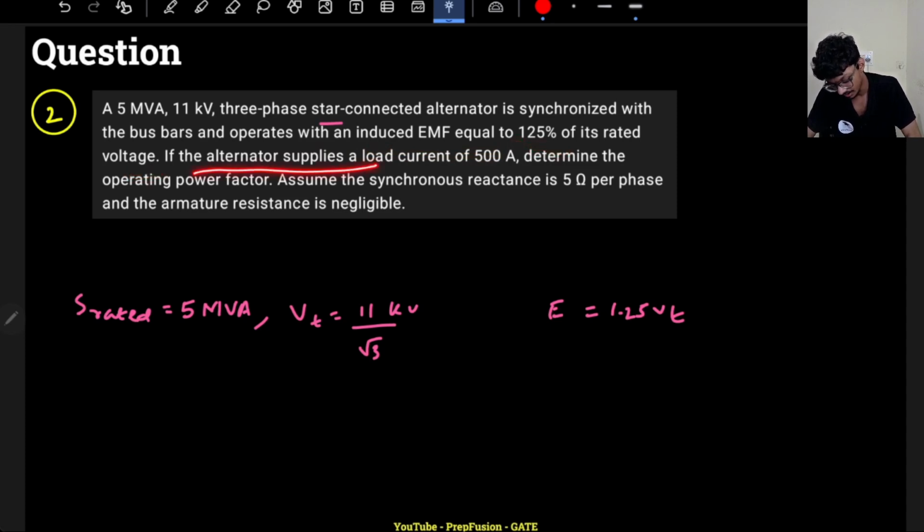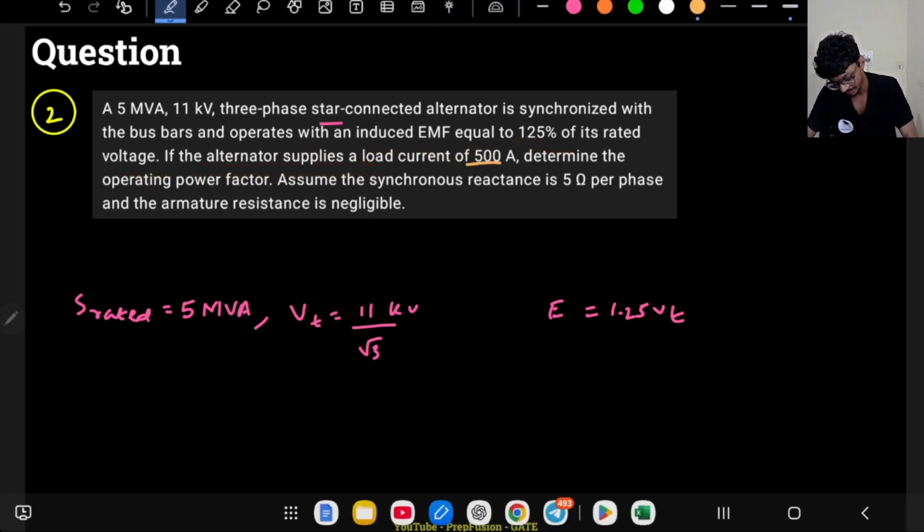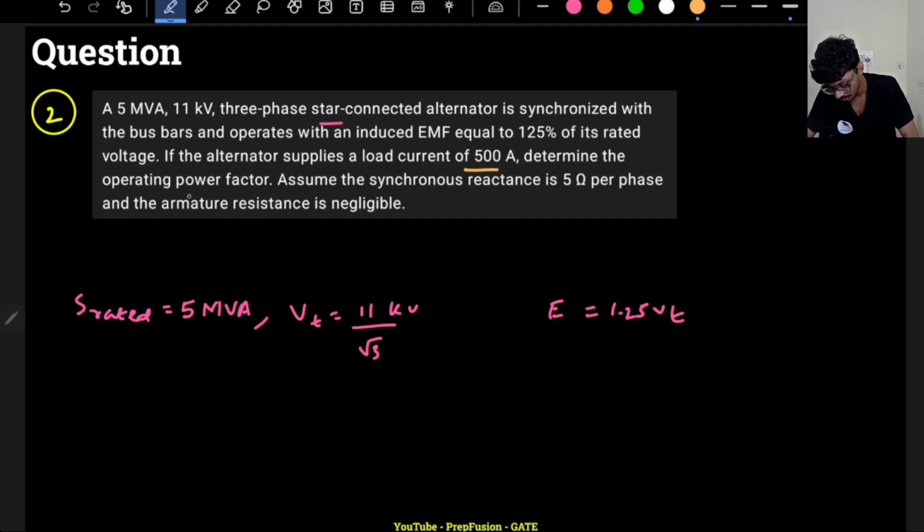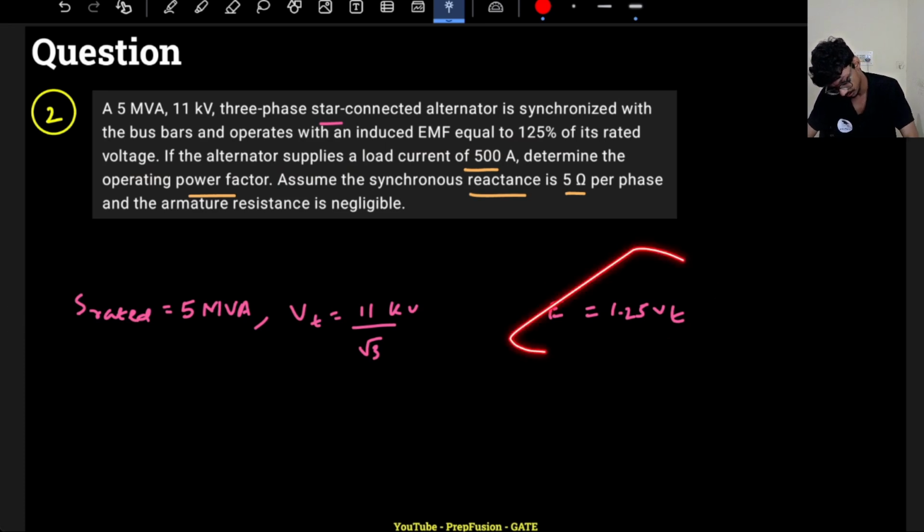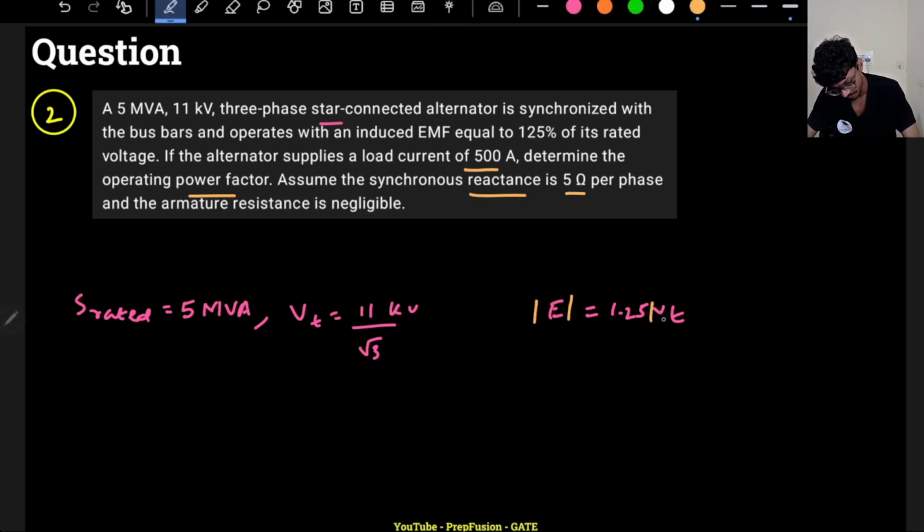If the alternator supplies a load current of 500 amperes, determine the power factor. Assume the synchronous reactance is 5 ohm per phase and armature resistance is negligible. So they are telling me that my E is 1.25 times Vt. I don't know whether it is lagging or leading. Only they have given me this equation. Basically, the magnitude of E will be 1.25 times the magnitude of Vt.